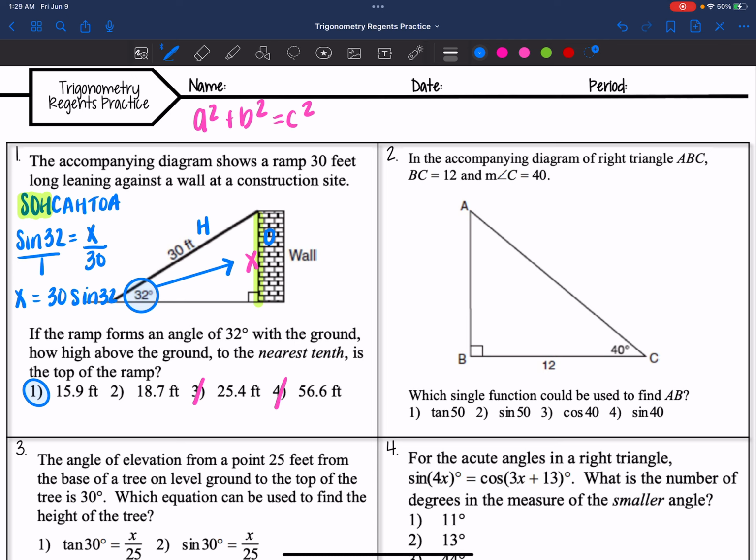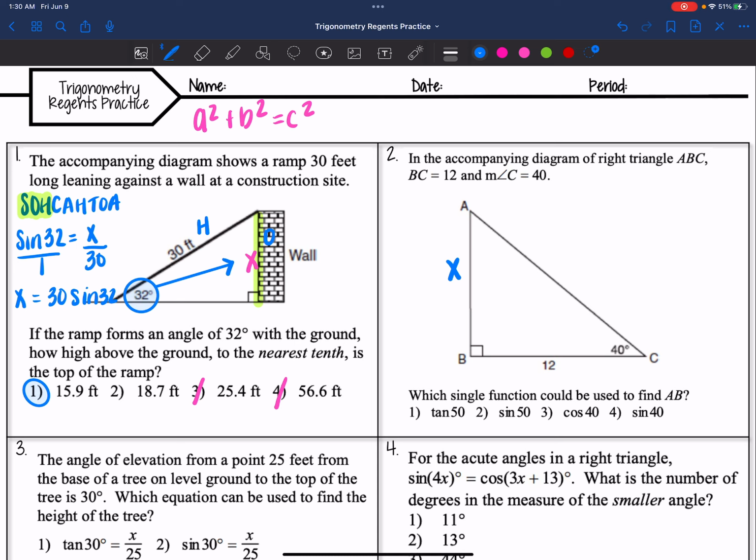Number 2, we have this diagram of right triangle ABC. BC is 12. They've labeled that for us. Measure of angle C is 40. And what's asking us is which single function could be used to find AB. So AB is the side length. Again, I'm using trigonometry because I don't know all of my side lengths, or at least 2. I don't know 2 of them, so I can't use Pythagorean theorem. And it's asking us which single function could be used.